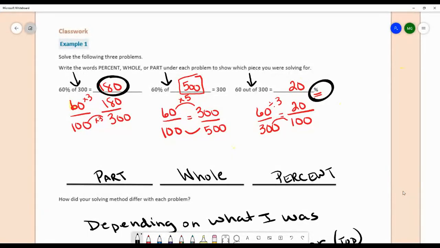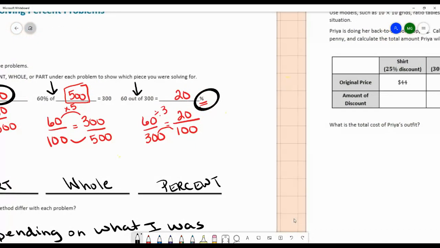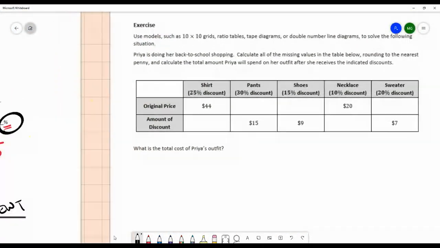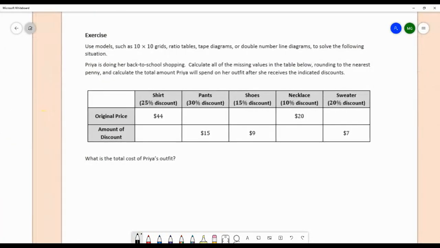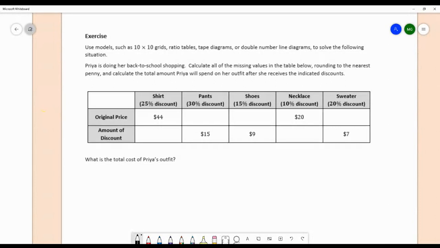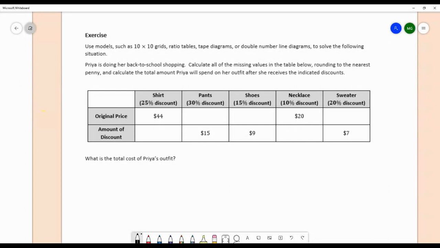All right, so let's take a look at the next example. Yep, that's it, right? Yep. All right. In this exercise, it says we're going to use models such as 10 by 10 grids, ratio tables, tape diagrams, double number lines, and we're going to solve the situations below.